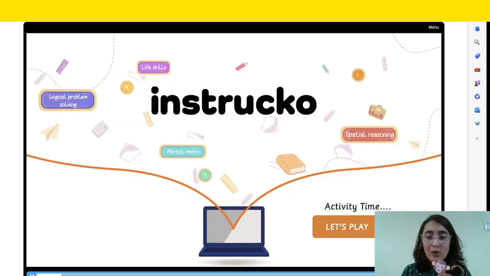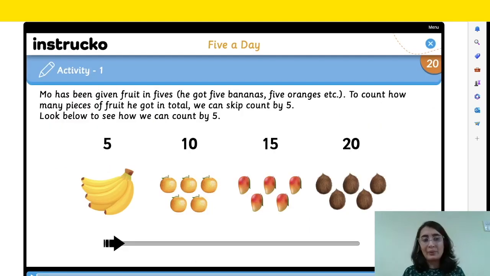See, now it's activity time. We learned so much now. Let's do the activities now. Now, see, these are the fruits that have been given to Mo, right? Mo has been given fruits in fives. Everyone gave him five fruits. His father gave him five bananas, then his grandmother gave him five oranges, then his uncle gave him five mangoes, and then his friend elephant gave him five coconuts, right?